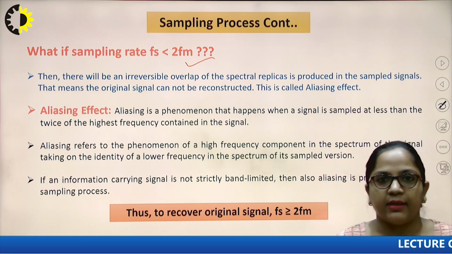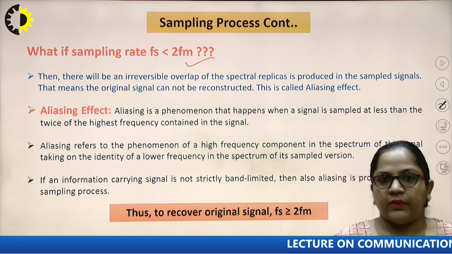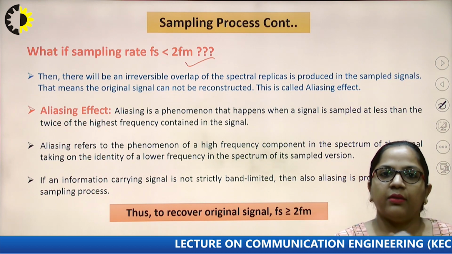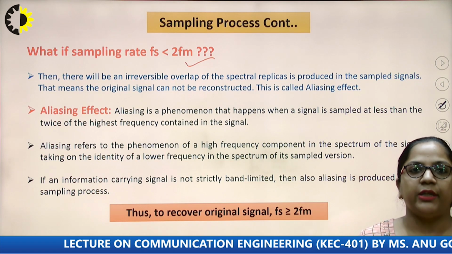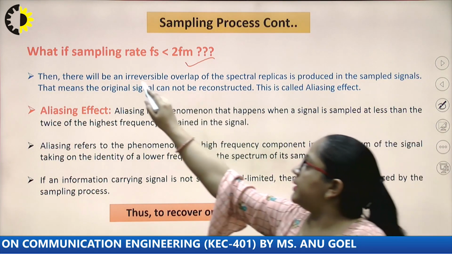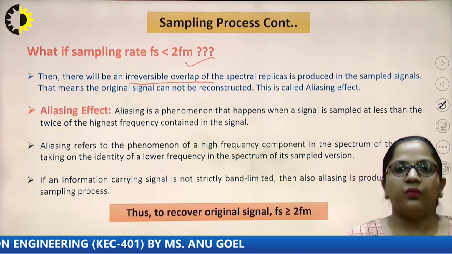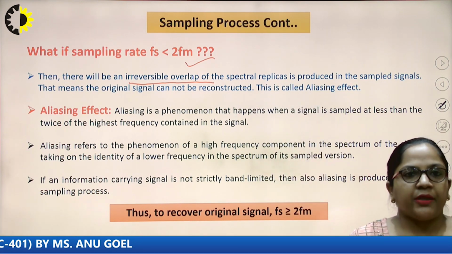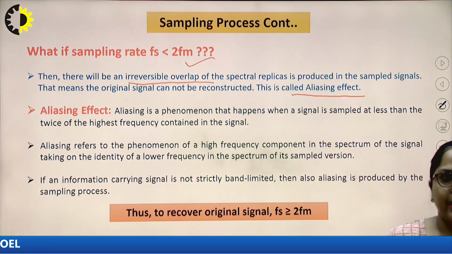When Fs is lesser than twice Fm, the spectrum of the adjacent signal will overlap the lower frequency signals, or we can say the higher frequency signal will try to overlap with the lower frequency component. That is an irreversible overlapping, which means we cannot remove that overlapping. This condition of overlapping of the spectra is called the aliasing effect.